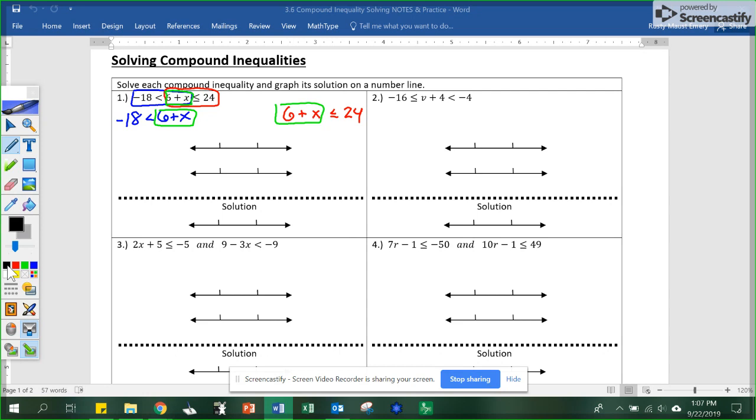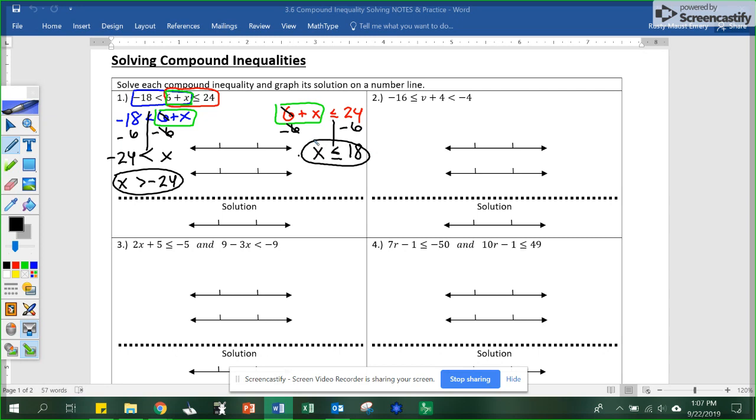So for this first one, I need to subtract 6 on both sides. That doesn't change the inequality sign, so bring down x and then minus 24. I'm going to flip that around, so it's x is greater than negative 24. And there's one of them. And then the second inequality, subtract 6 as well. But this time, I have x left over less than or equal to 18. And that's my second inequality.